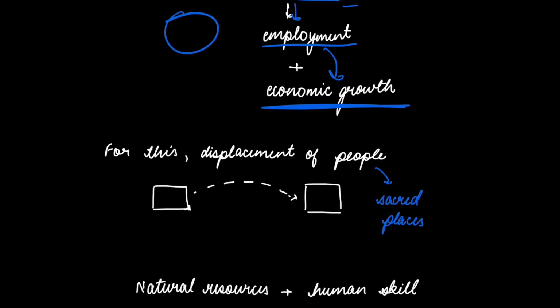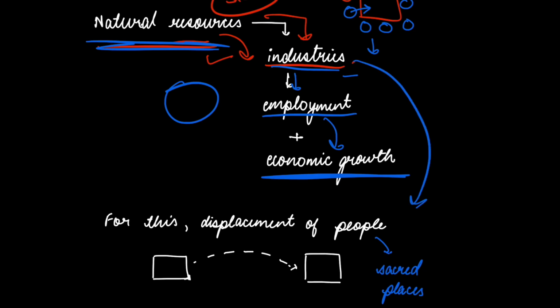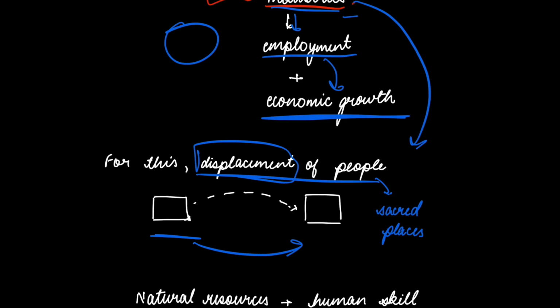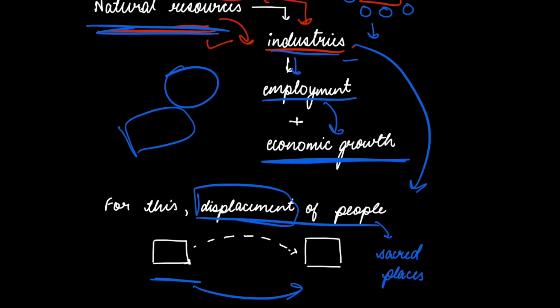For the purpose of establishing industries and all these things, there will be displacement of people. Displacement means shifting the people from one place to another. So why will they do that? For example, if some area is rich in natural resources but people are staying in that area, then they have to make the people move from there to construct industries or provide homes to the workers or many other things. So there will be economic growth, and there will be growth of the place as well.